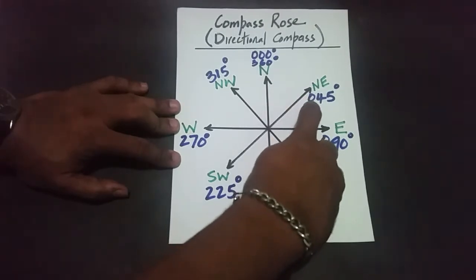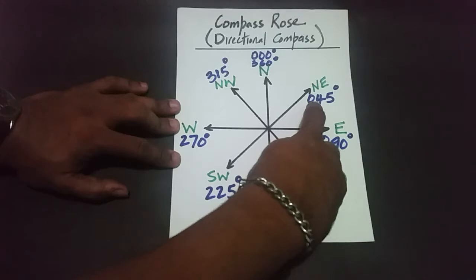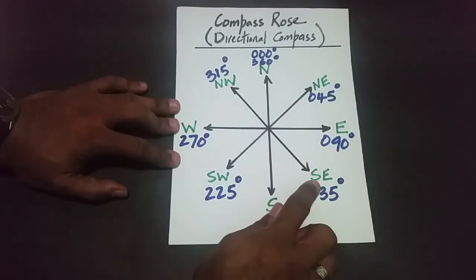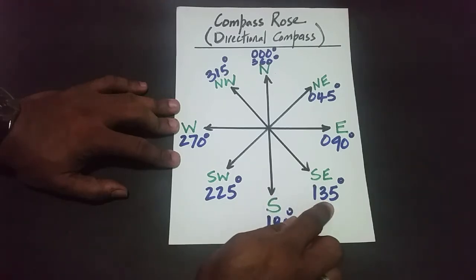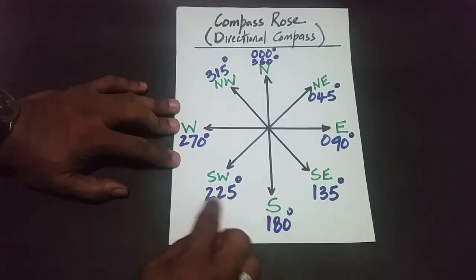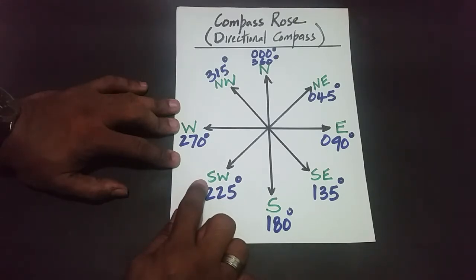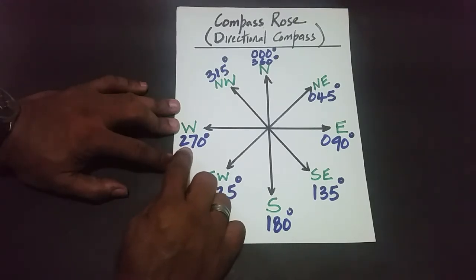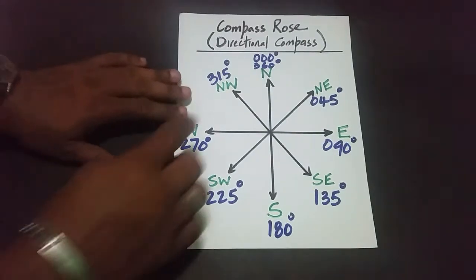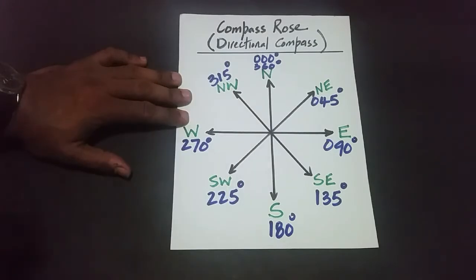So the direction northeast has a bearing of 045 degrees. The direction of east has a bearing of 090 degrees. And a direction of southeast has a bearing of 135 degrees. A bearing of 180 degrees has a direction of south. A bearing of 225 degrees has a direction of southwest. A bearing of 270 degrees has a direction of west. The direction of northwest has a bearing of 315 degrees, and it comes back around to 360 degrees.